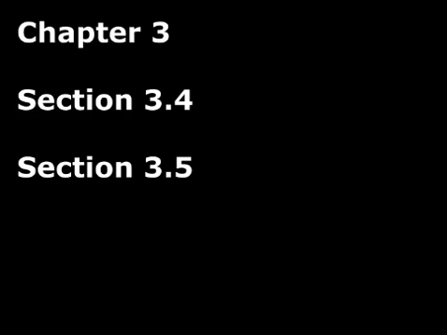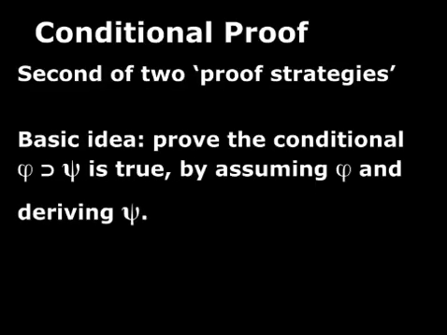Hello, this is the lecture corresponding to Chapter 3, Sections 3.4 and 3.5 of Basic Sentential Logic and Informal Fallacies, Phil 10 UCSD. The topic of this chapter is conditional proof.